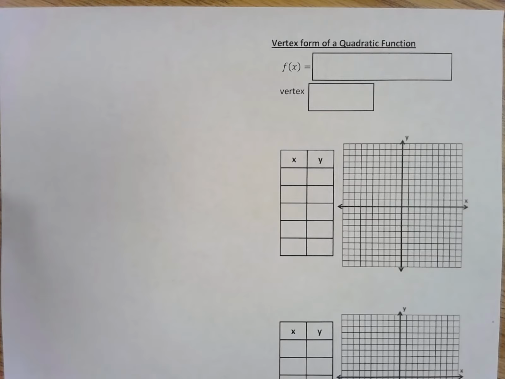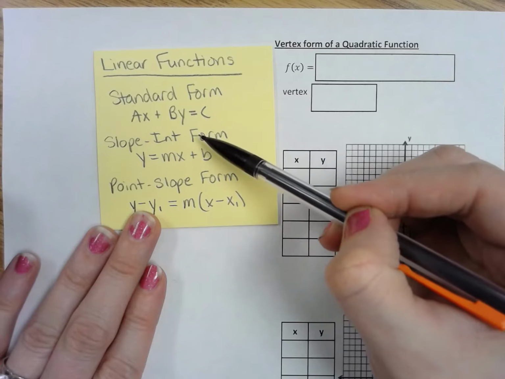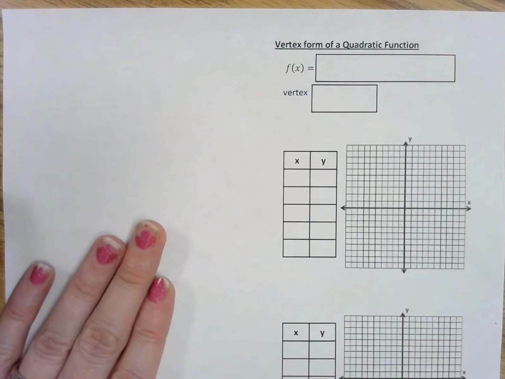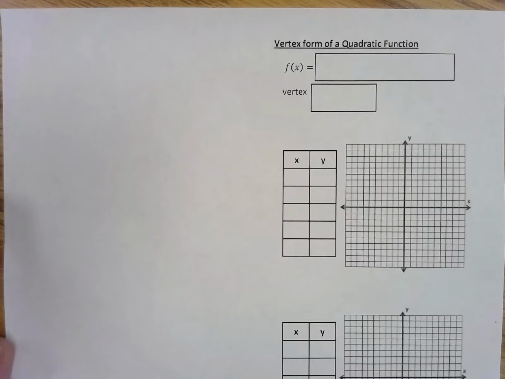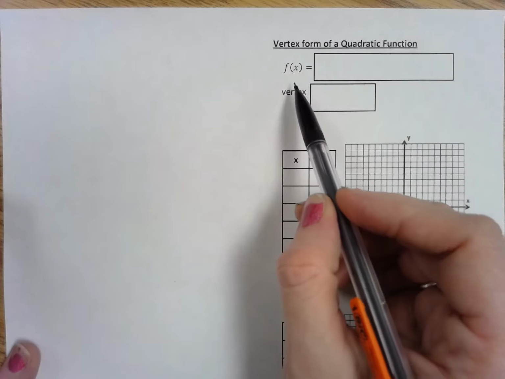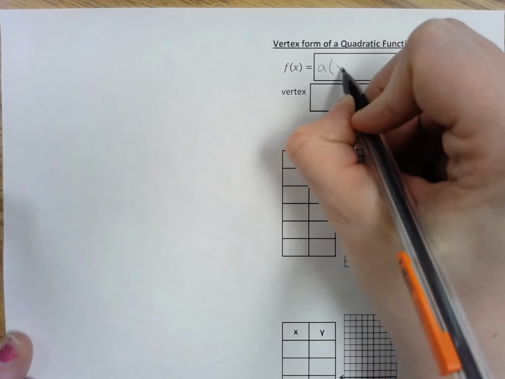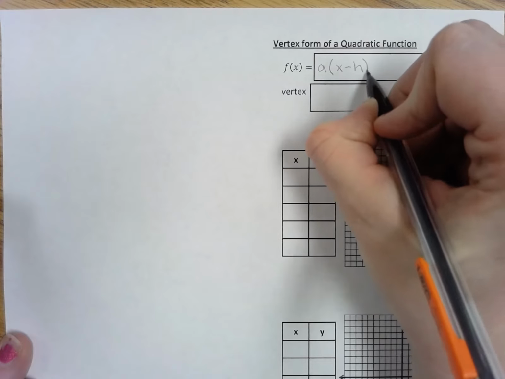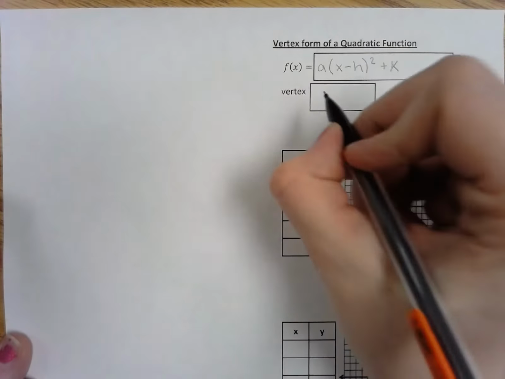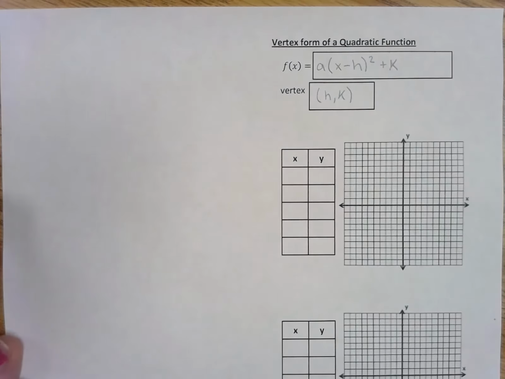Just like linear functions have multiple forms, standard form, slope-intercept form, or even point-slope form, a quadratic equation has multiple forms. You should have previously learned the standard form, ax squared plus bx plus c. So the vertex form is f of x equals a times (x minus h) squared, plus k, where the vertex is the ordered pair (h, k).